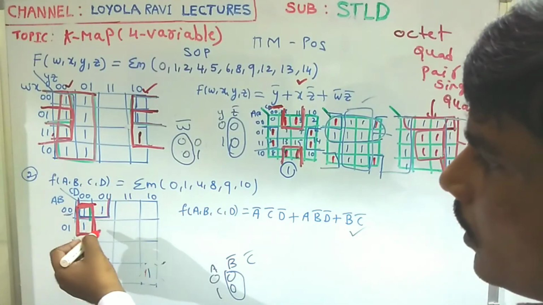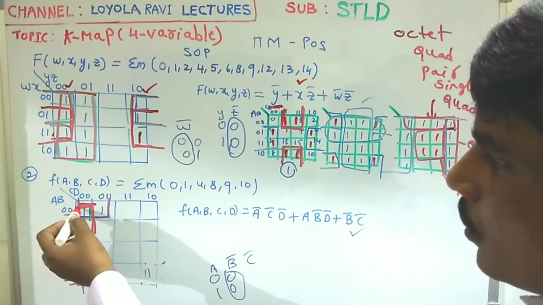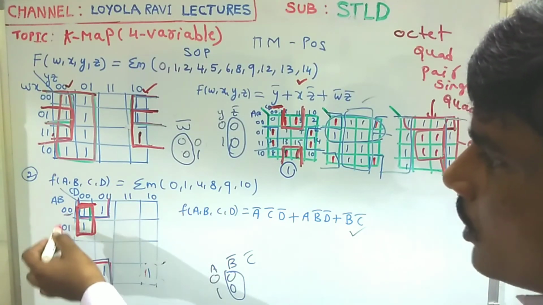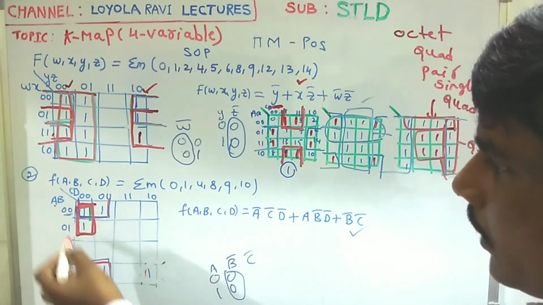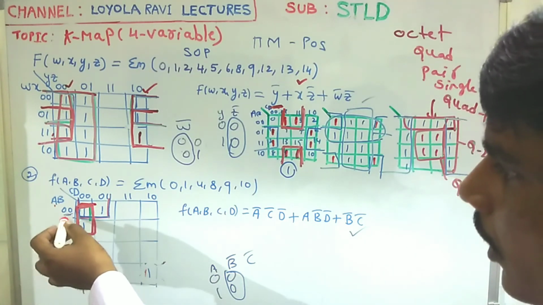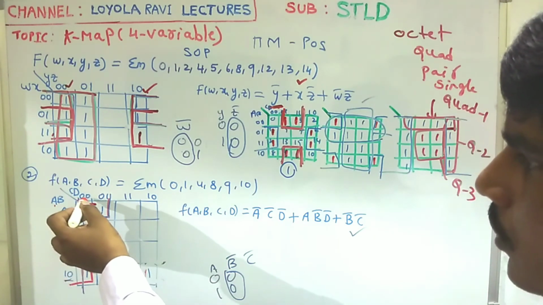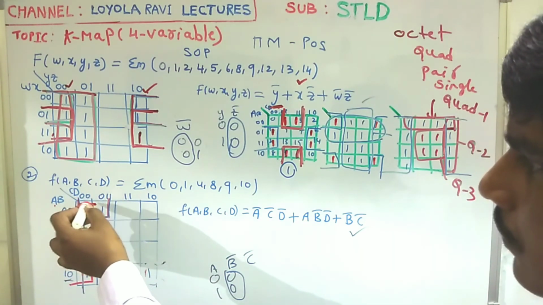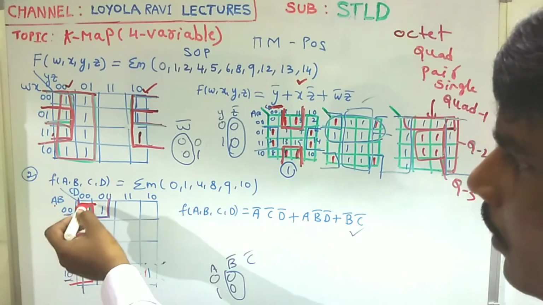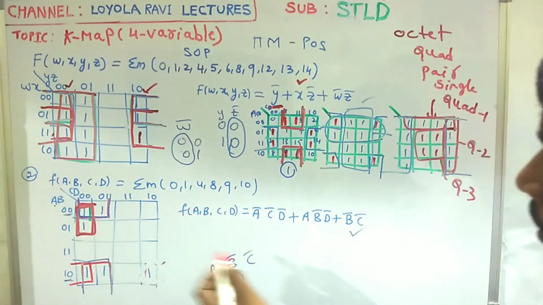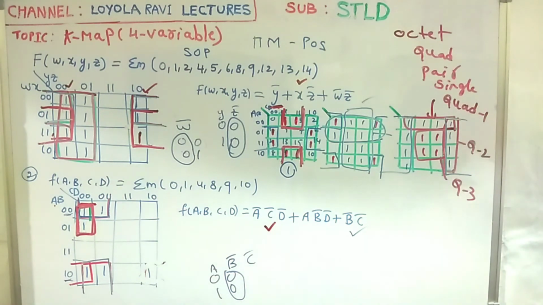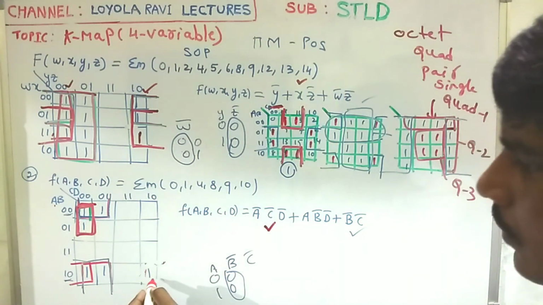So horizontally check the common terms. 0, 0, 0, 1. First 0 is common. First 0 belongs to first variable A. That's why A bar. Into vertically also we have to check. 0, 0. Vertically whatever the variables we have, those we have to take. A bar into 0, 0 means C bar, D bar. A bar into C bar, D bar. Then this one only left.